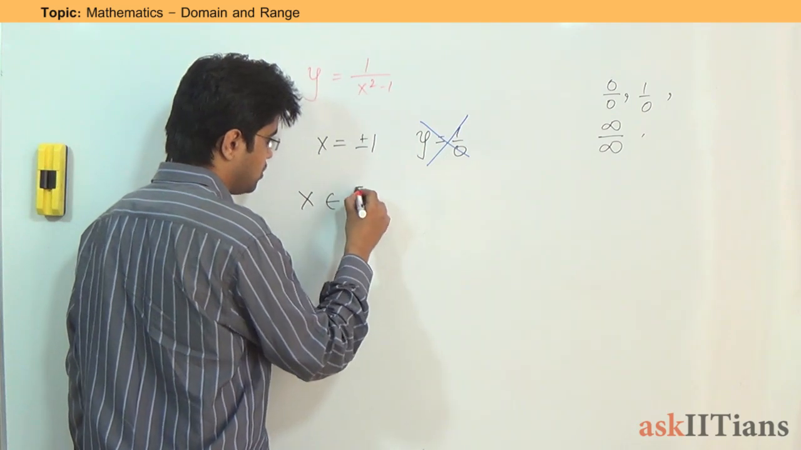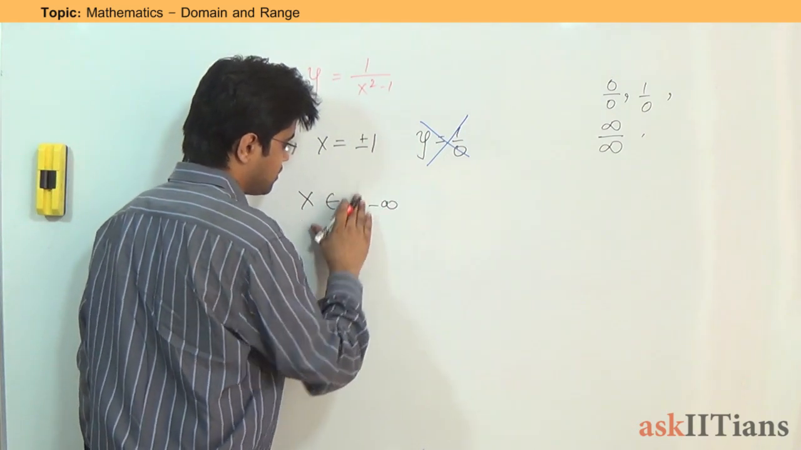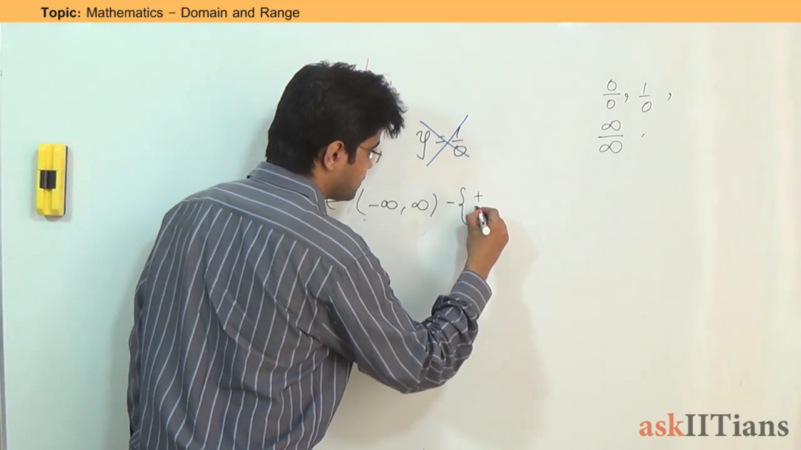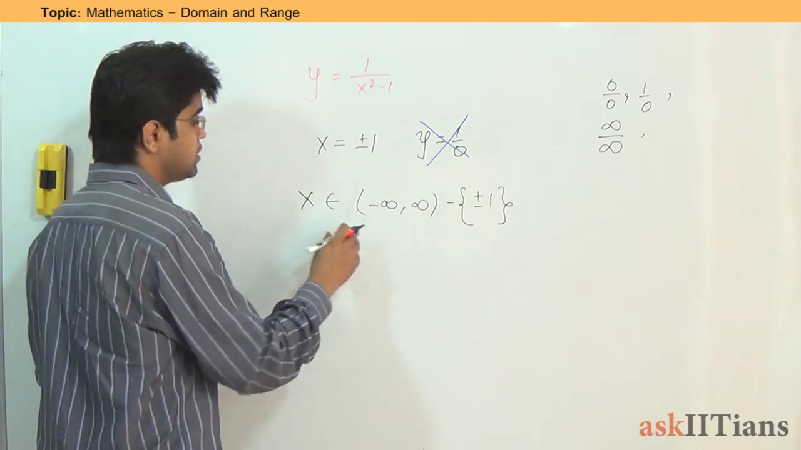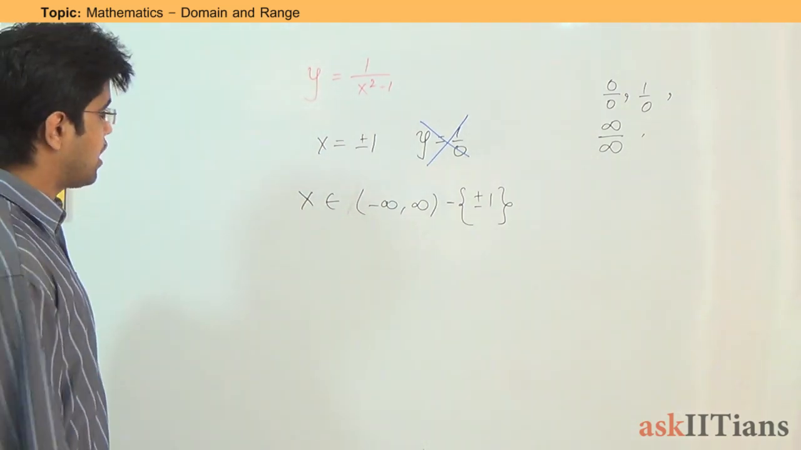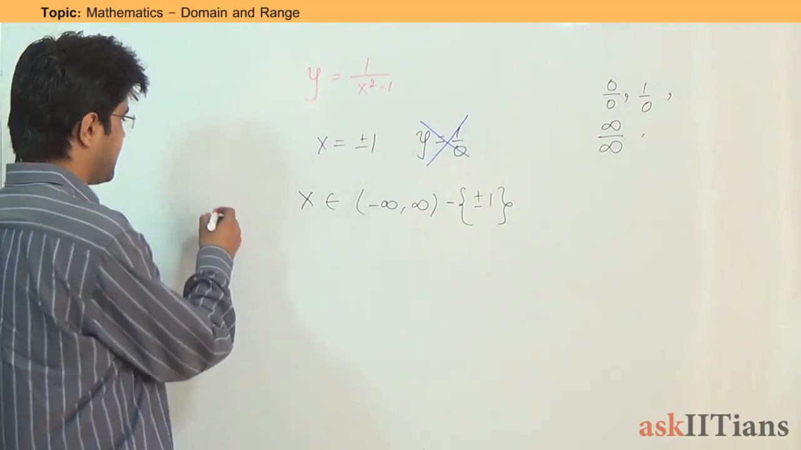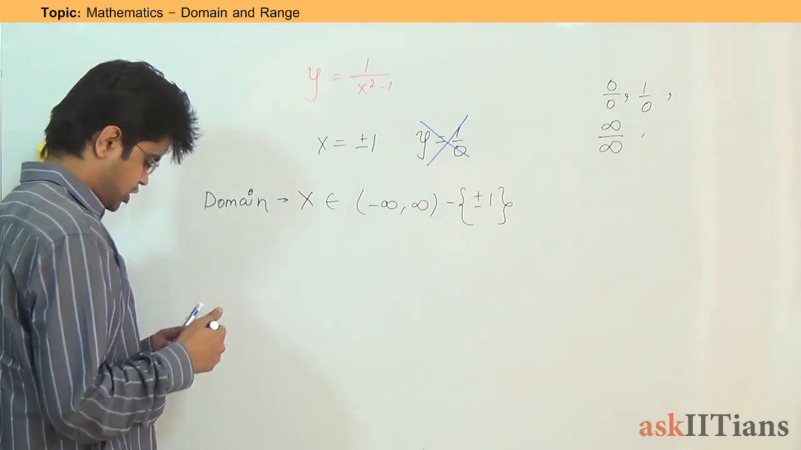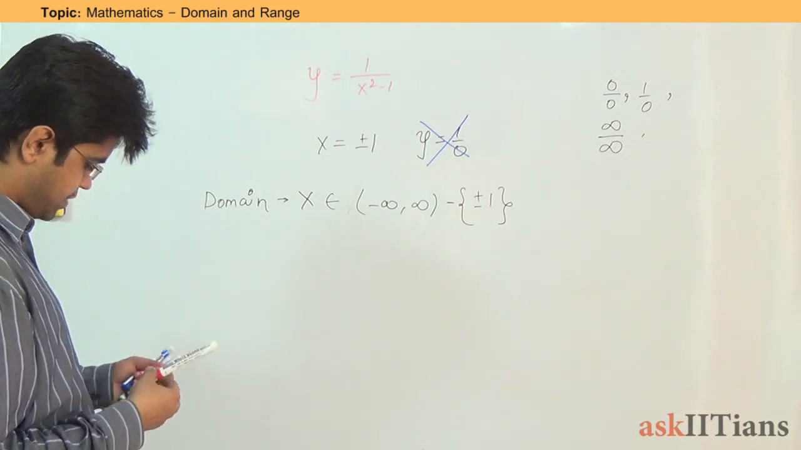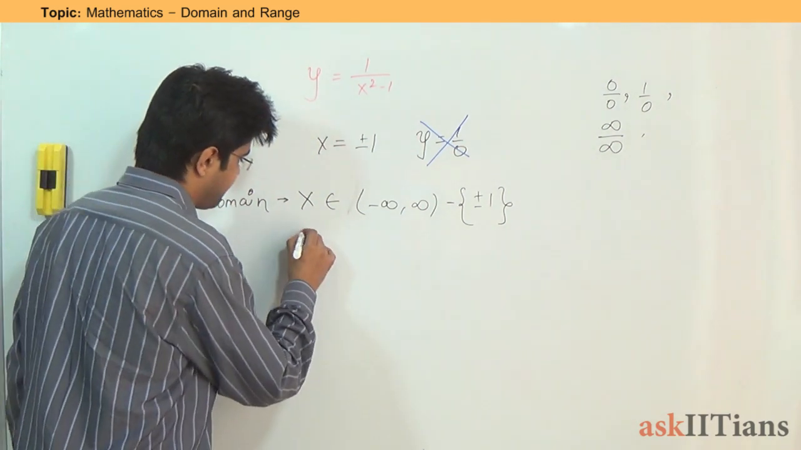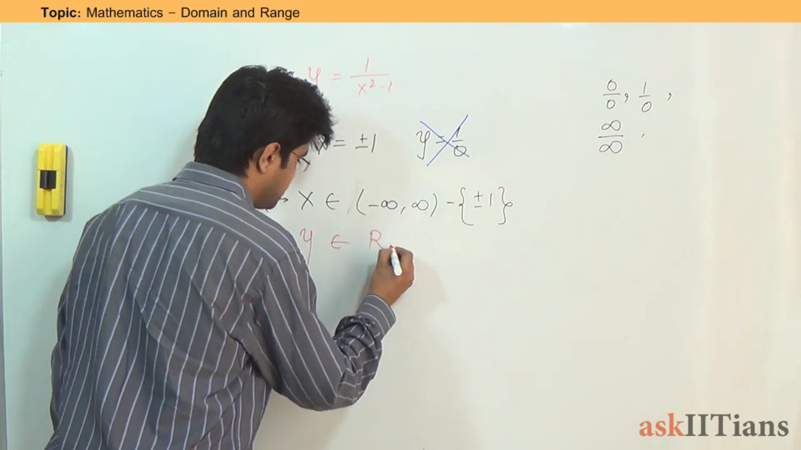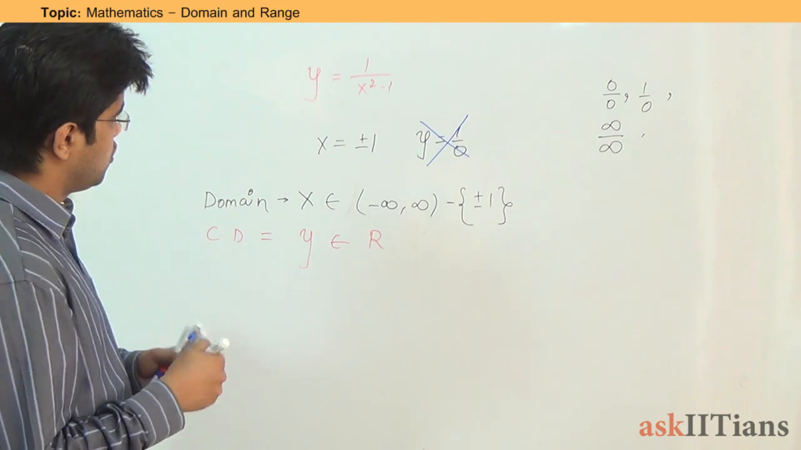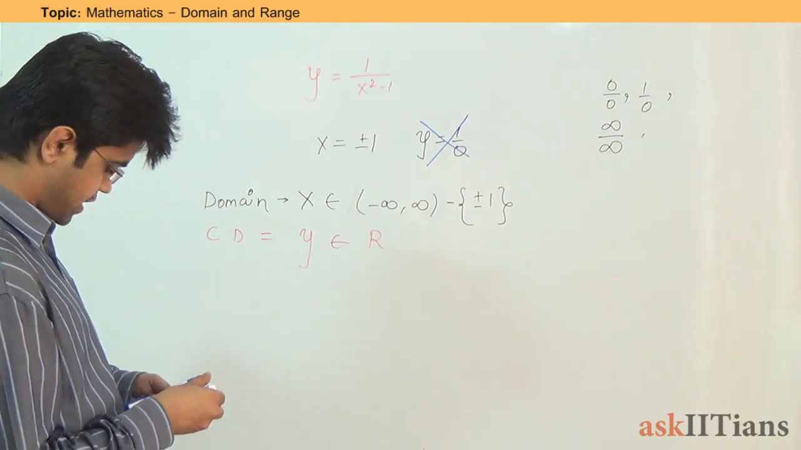So x belongs to minus infinity to infinity except plus minus 1. This is my domain. Now again, I am expecting my range to be R. I am thinking that my y will belong to R. So this is my codomain. That is what I am expecting. But look at what is happening in actual.